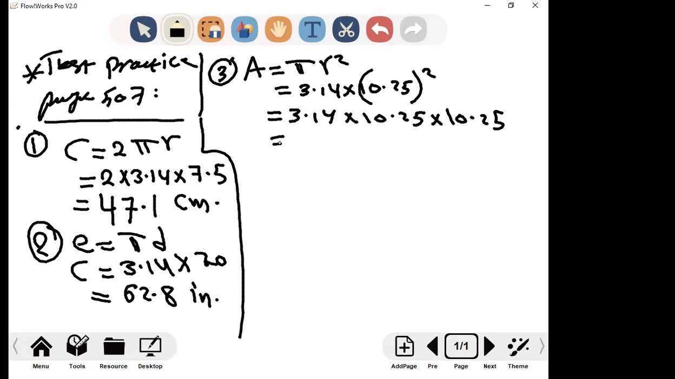10 and 1 over 4 is 10.25. Let's find it. 3.14 times 10.25 times 10.25. It will be 329. Look at the answer here: 329.89625. The question wants us to round to the nearest tenth. After the 8 comes 9, so the 8 will be 9. So this is 329.9.